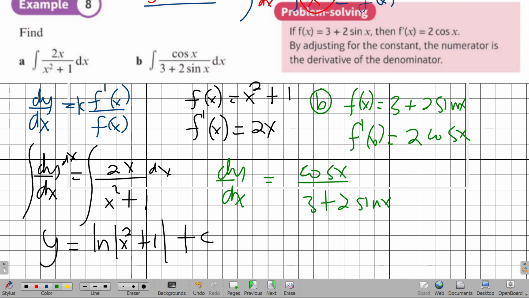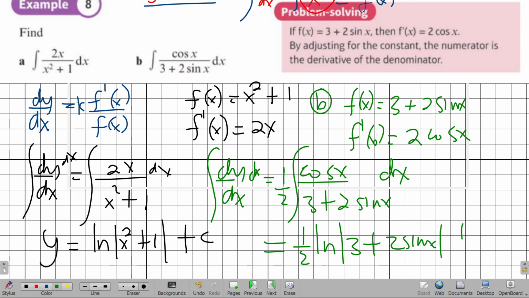So what are we going to do to remove this 2? We are going to divide. Let us put the integral sign, dx here and then dx here. We know this is what we have. But because we're going to have a 2 here, we have to remove it. That's why in the formula there is a k, so that the 2 is removed. So the answer is just half natural log of 3 plus 2 sine x by the reverse chain rule.